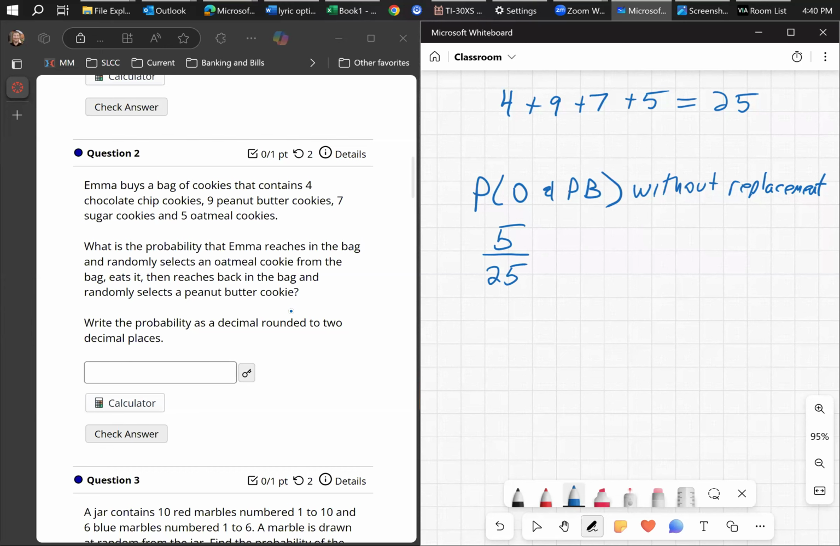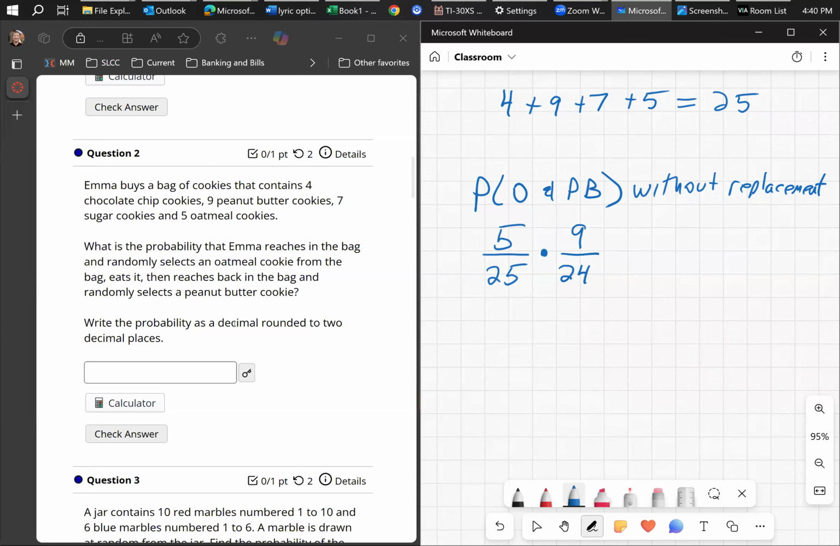The and is multiplication. Now, since she did not replace the oatmeal cookie, when she reached in for her second cookie, there were only 24 cookies total, and there were only 4 oatmeal cookies. However, she got a peanut butter cookie. There were 9 out of those 24 that were peanut butter cookies.